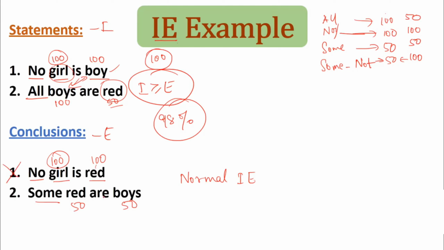Next, some red are boys. Red and boys. Let us find out these two words in one sentence. The second sentence has boys and red in one sentence. Income of boy is 100, expenditure of boy over here is 50. Good. Now condition satisfied. Income of red is 50, expenditure of red is 50. Again condition satisfied, income equal to expenditure. That means income more than expenditure or income equal to expenditure. Here the income is equal to expenditure, so this is a valid conclusion.